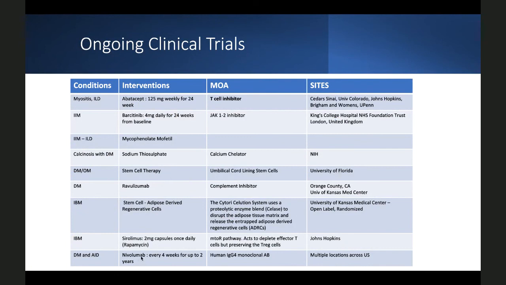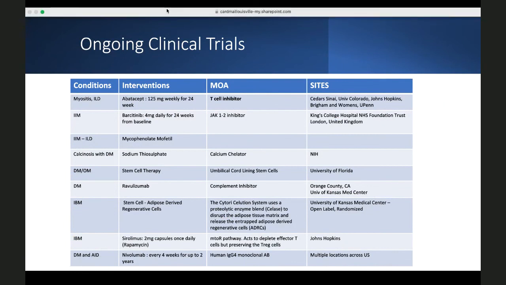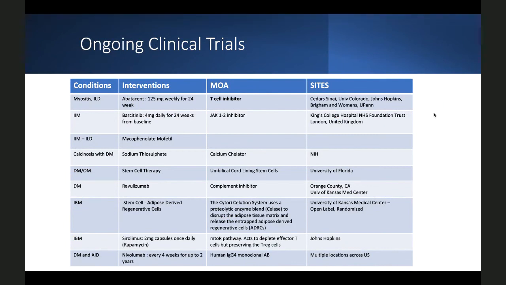And there is a drug called nivolumab. It's nothing but IgG4. That is also going on across multiple locations in US, but it's not just for dermatomyositis, it's for any kind of autoimmune disorder. But I think that's all for the current myopathy treatment options.